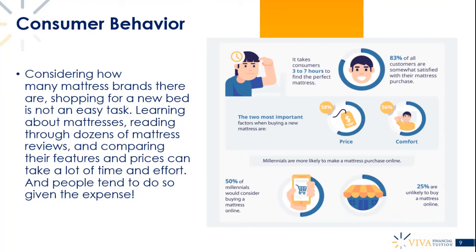So you can see here on the right, there's some interesting facts and figures. It takes consumers 3 to 7 hours to find the perfect mattress. Now that might not sound like a lot, but compared to many other typical products, consumer products, it's actually quite a significant chunk of time. That's 3 to 7 hours of research, if you think about it, and thinking about it and looking for different kinds of mattresses and comparing prices and products and brands and so on and so forth. That is actually quite a lot of time.